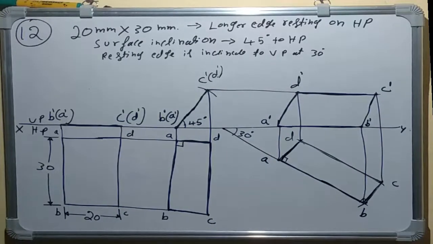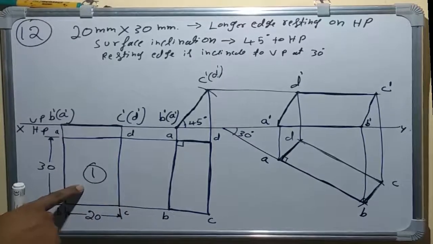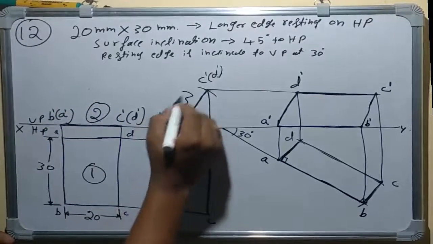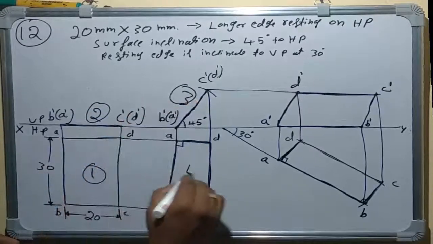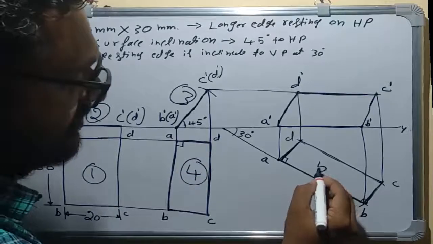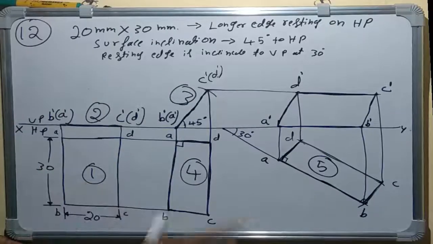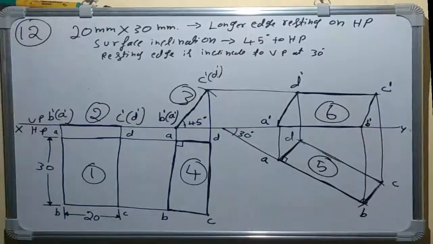For understanding, to avoid confusion, you can give sequence names. The first step we started from the resting point, and then we got the front view of that. Then in the third sequence we took the surface inclination. After that, in the fourth sequence we got the top view of that. In the fifth sequence we made the VP inclination, that is, the resting edge is inclined. And by using the fifth and third, we got the final sixth, the final front view. So like this, the problem can be solved.